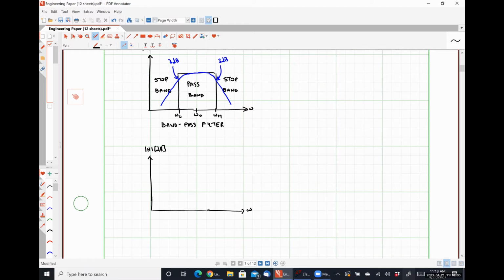And so in a band stop filter, we again have some resonant frequency omega naught, a lower 3 decibel frequency omega low, a higher 3 decibel frequency omega high, and what we see is a response that looks like this. So between omega low and omega high is our stop band. And then everything less than omega low gets passed. And everything higher than omega high also gets passed.